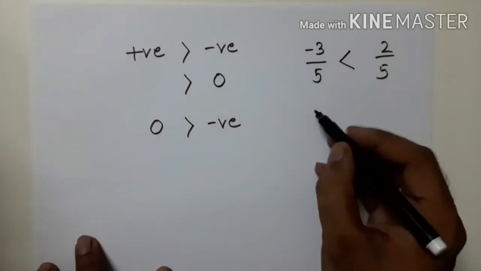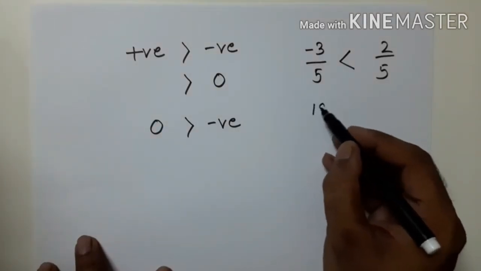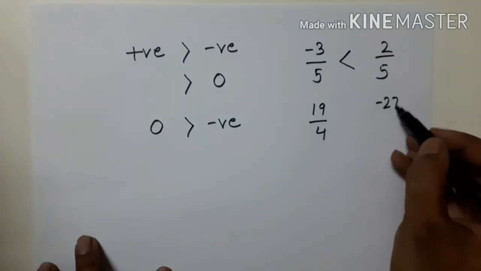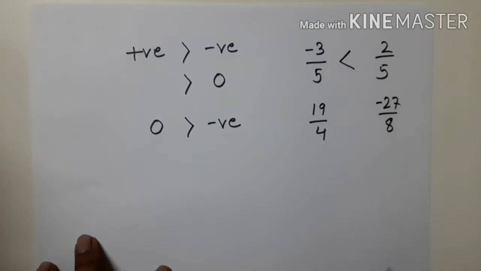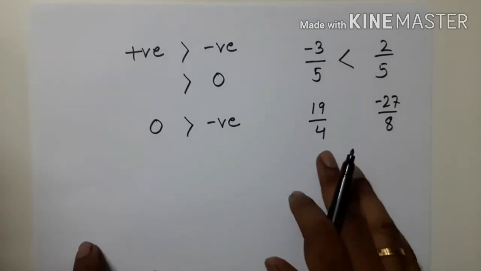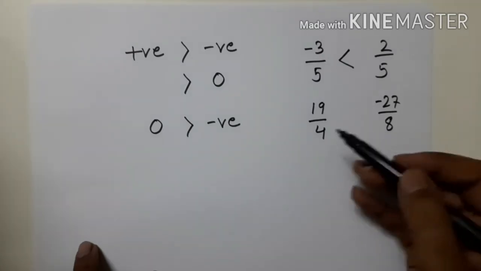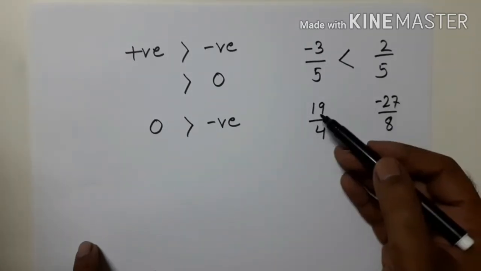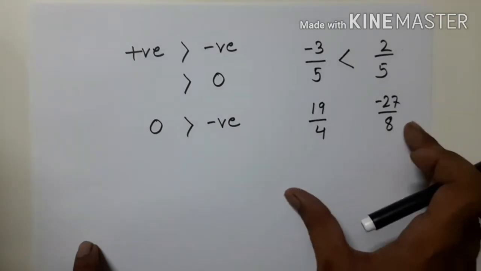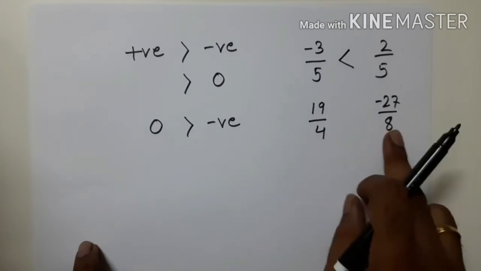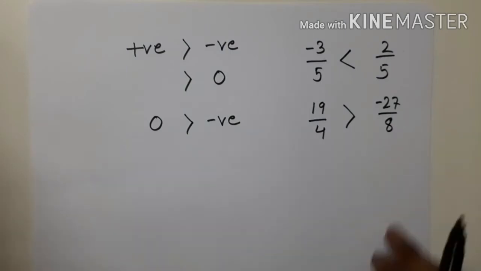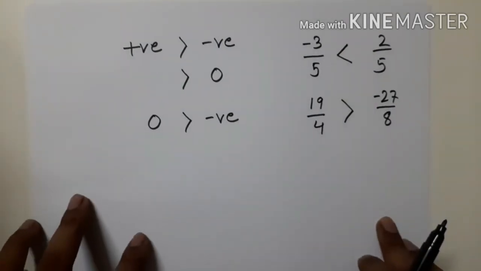Next, suppose I take 19 by 4 and minus 27 by 8. Here also it is the same thing: we have a negative and a positive. So there is no comparison of whether 27 is bigger or 19 is bigger, or 4 is smaller and 8 is smaller. There is nothing to do here, you just have to see the sign first. Here it is positive, here it is negative. So obviously positives are always greater than negative rationals.